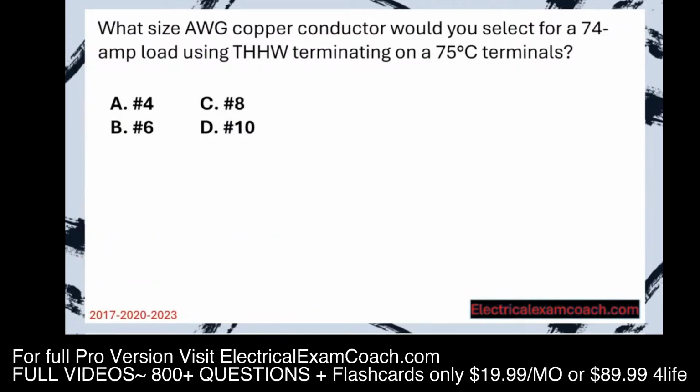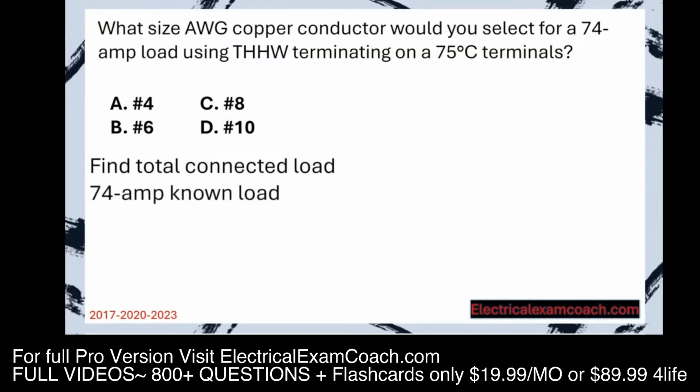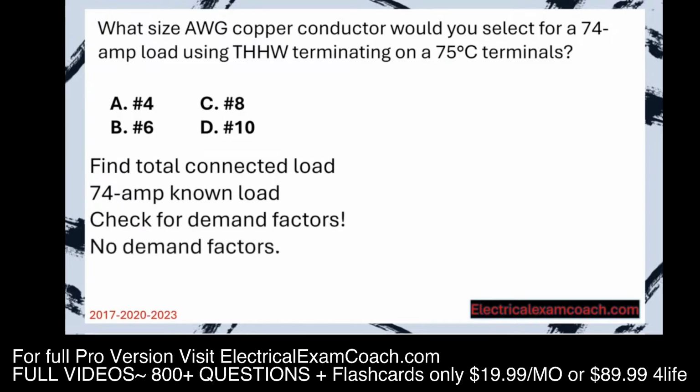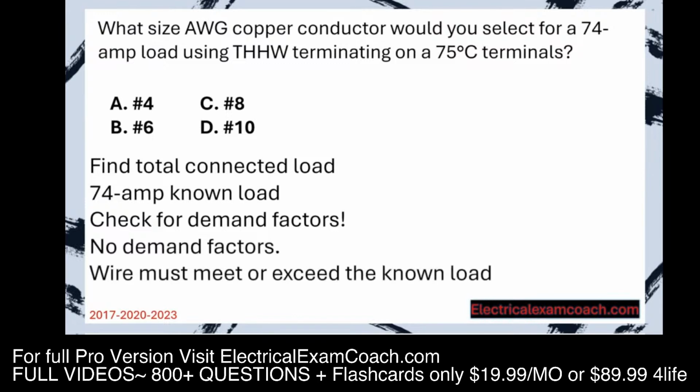What size AWG copper conductor would you select for a 74 amp load using THHW terminating on 75-degree C terminals? Step 1, find the total connected load. It's 74 amps. Now let's check for demand factors. Well, in this case, there's no specific pieces of equipment and there's no continuous load, so there are no demand factors.